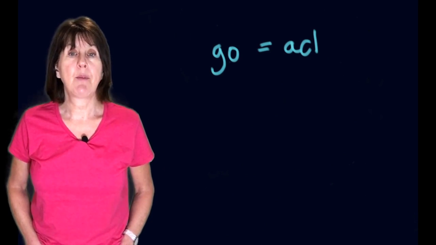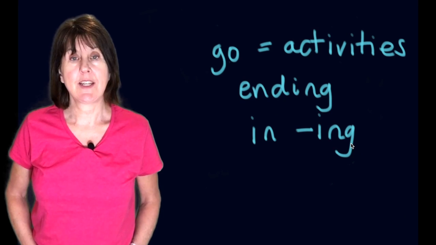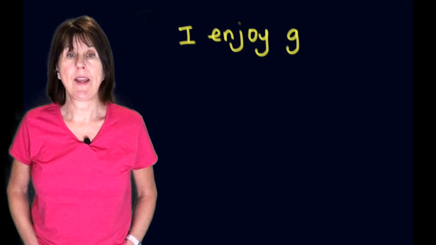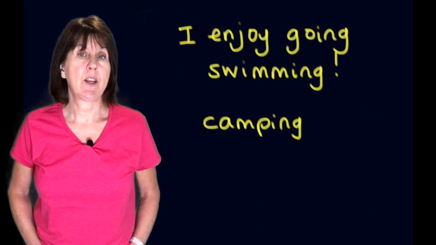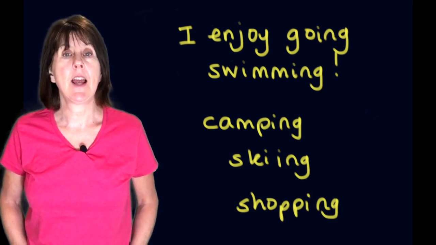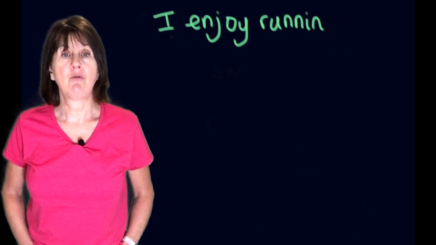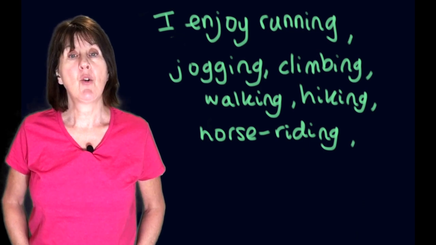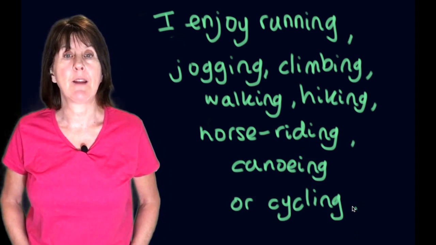But we use the verb go with activities ending in ing. For example, I enjoy going swimming. I enjoy going camping, skiing, shopping. Or you could simply say, I enjoy running, I enjoy jogging, climbing, walking, hiking, maybe horse riding, canoeing or cycling.